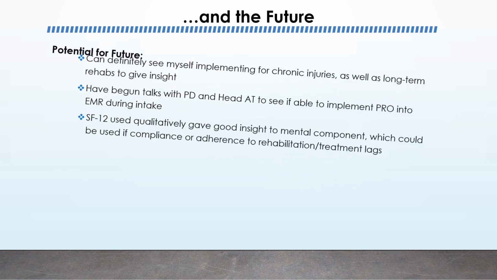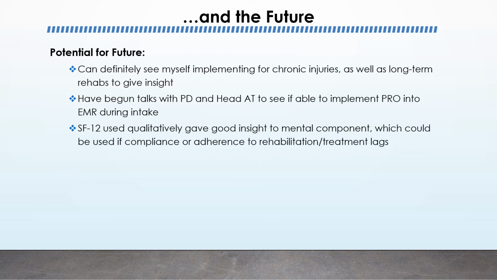So for the future, I can definitely see myself implementing these, especially for my chronic injuries as well as long-term rehabs, to give me insight. I was able to change our conditioning plan for our athletes with knee pain because I saw that cutting was a problem. So that was a good building block for my coach, for them, and a conversation. I've also begun talks with my program director and head athletic trainer to see if we can implement them into our EMR, and we're also in talks with our EMR programming department. And then the SF12 was used to give good insight to the mental component, which if you start to see compliance or adherence start to lag, this could be a good idea of what's actually going on.